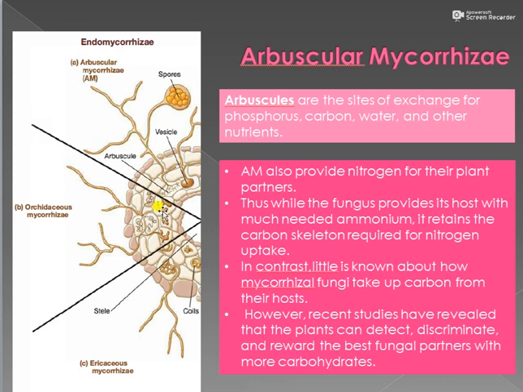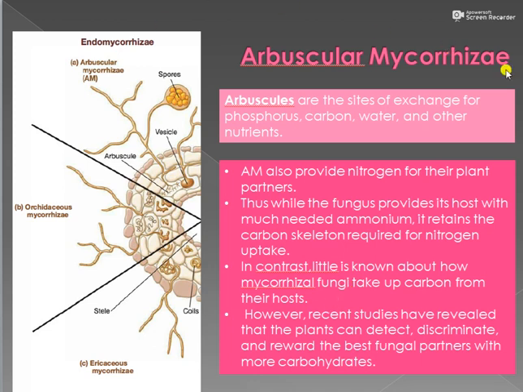But we are not very sure whether the mycorrhizal fungi take up the carbon from their hosts. According to recent studies, it is revealed that the plant can detect, discriminate, and reward the best fungal partner with more carbohydrates. So, though we are not sure exactly, we can see that in plants where better fungal partners are giving better nutrients to the plants, they are giving carbohydrates towards the hyphae also.